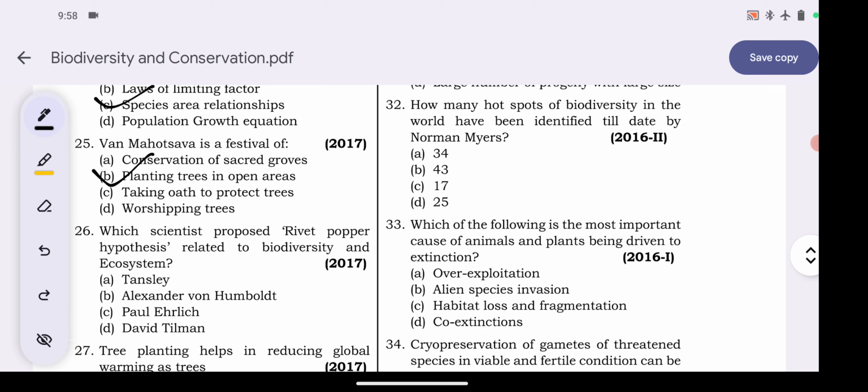Question number 26. Which scientist proposed the rivet popper hypothesis related to biodiversity and ecosystem? Tansley, Alexander von Humboldt, Paul Ehrlich, David Tilman. Here the answer will be option C, Paul Ehrlich.